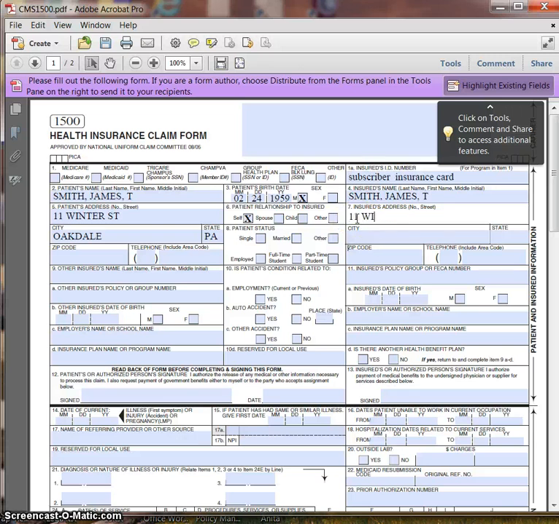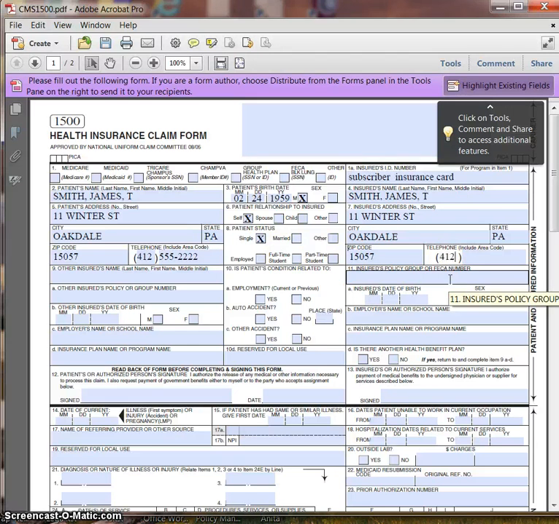And then of course we're going to put the same address, and we would then put zip codes in here, and a telephone number. Now, one thing you have to put into the parentheses is the area code, and you can get along all of these by just hitting the tab button, and it will get you to the next screen. So we're going to place the tab button. Now, the patient status, is this patient single, married, or other? So we're going to have this gentleman as being single.